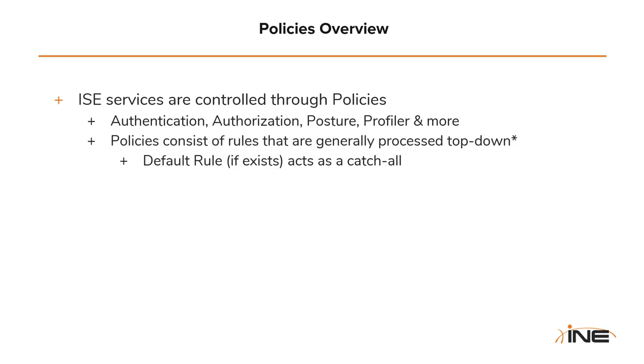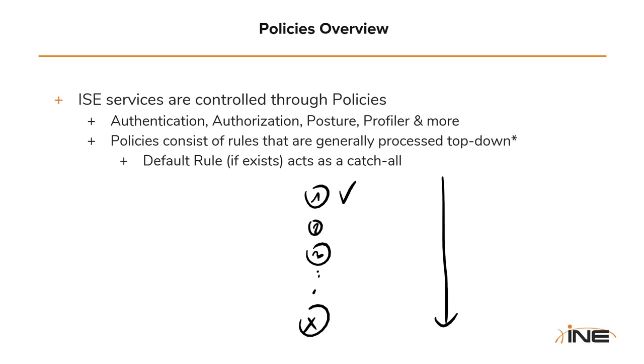Right, one of the most important things to remember about all of those policies is that in the vast majority of cases, they will be processed in a top-down fashion. So we will have a bunch of rules inside of those policies, and we will process them one by one until a match is found. So if I have a match in the first rule, I'm going to leave the remaining portion of the policy. Only when I don't have a match in the rule, I'm going to move down to the next rule.